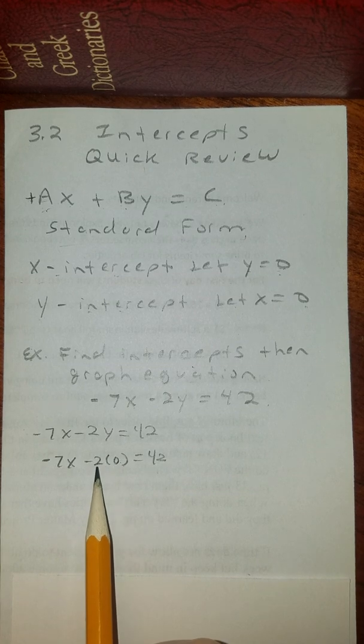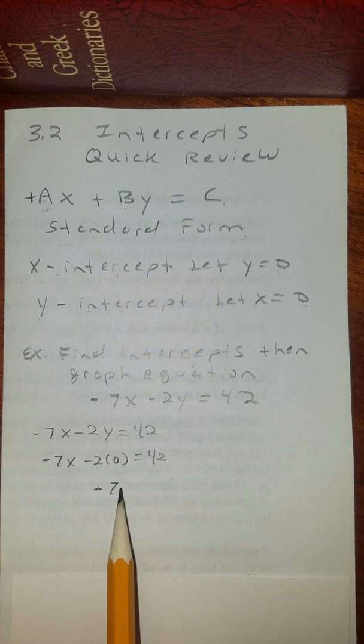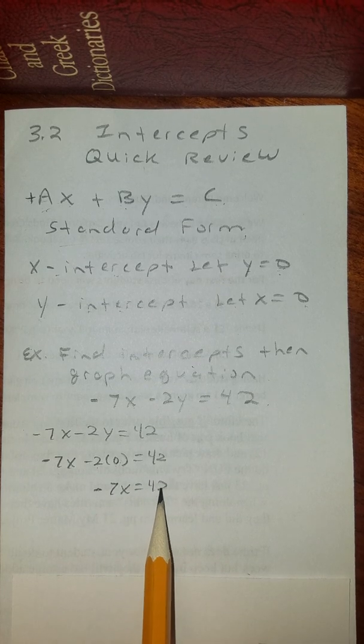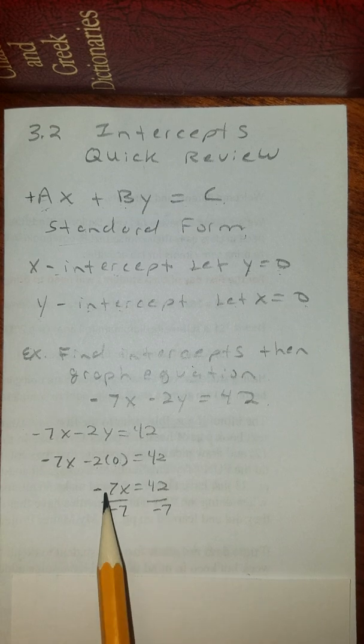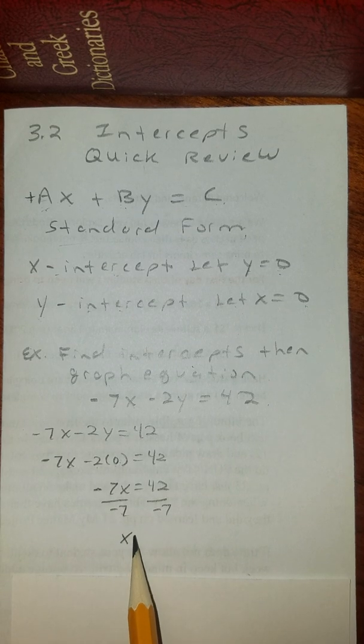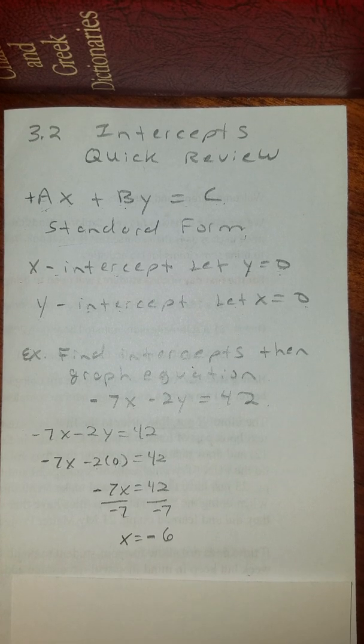This becomes 0. A number times 0 is 0, right? So that leaves you with negative 7x equals 42. I'm going to divide both sides by negative 7 so that I can get a positive 1x here. Positive divided by negative is negative. 7 goes into 42 6 times.